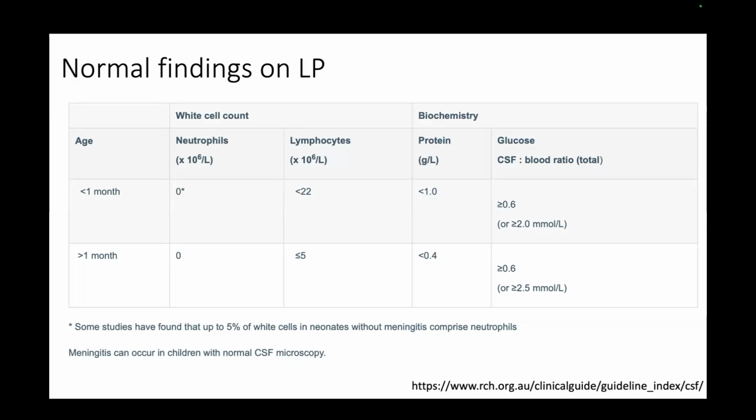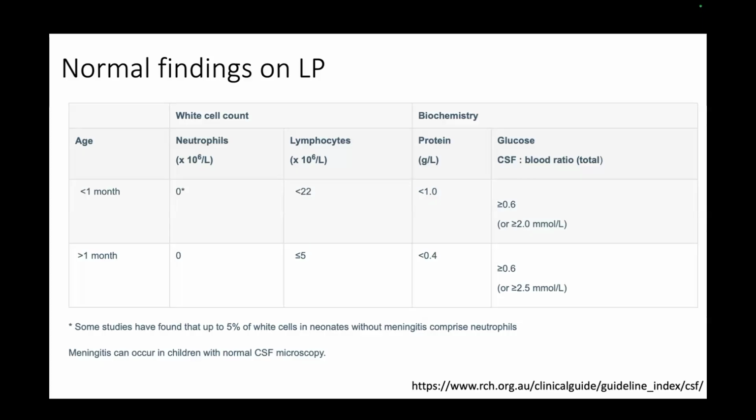So the amount of white cells in your CSF does vary over age. Under 1 month, it is possible to see up to around 20 white blood cells, and that should really be lymphocytes in the CSF, and that can be normal. Those children also have a generally higher protein, but you'd expect it to be under 1 gram per litre. And you'd still expect to have about 2/3 CSF glucose to blood ratio, or an absolute value of more than two.